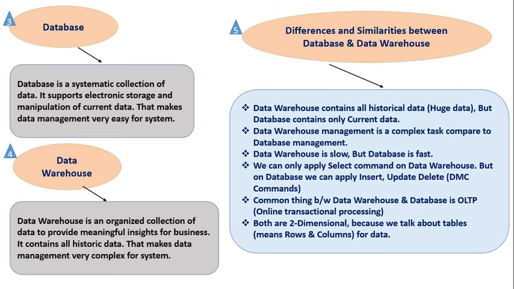Common things between data warehouse and database is OLTP, the online transactional processing. Both are two-dimensional, because we talk about tables, meaning rows and columns for the data. That's why it is two-dimensional.